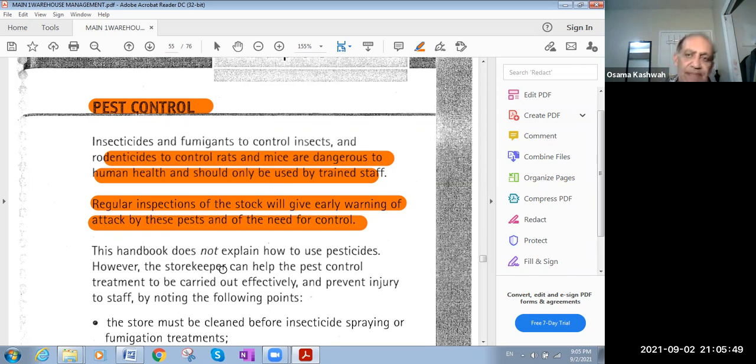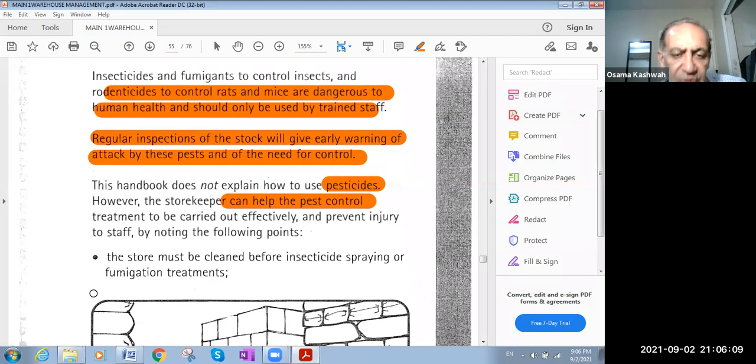This handbook does not explain how to use the pesticides. However, the storekeeper can help the pest control. This book is not about handling the issue of pest control, but the storekeeper has knowledge and experience in this as well, so he can help on this point.